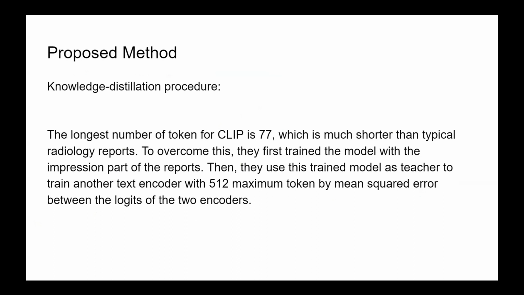So to overcome this, they first trained the model with the impression part of the reports, which basically is the most important part of the report. And then after they trained this text encoder, they used this trained model as a teacher to train another text encoder with a 512 maximum token length, which is basically, most of the time, enough to cover the full radiology report. And how they do this teacher and student training is that they minimize the mean squared error between the logits of these two encoders. This is a typical setting of the knowledge distillation procedure.